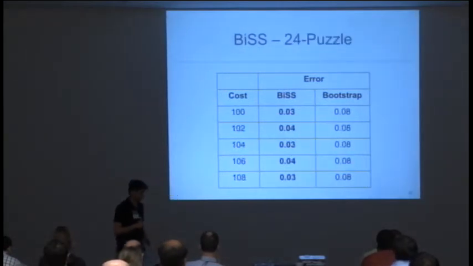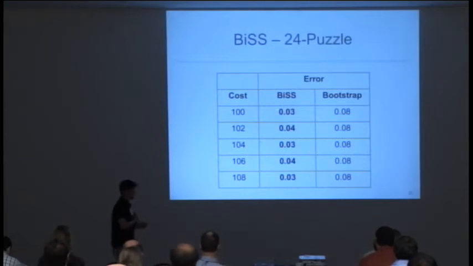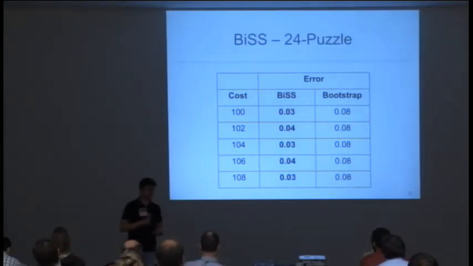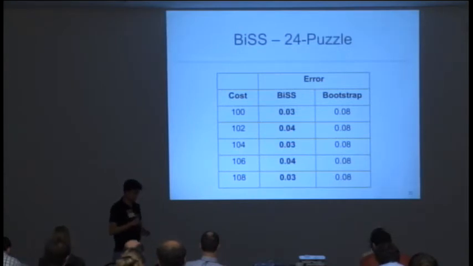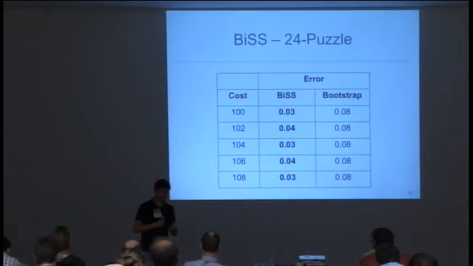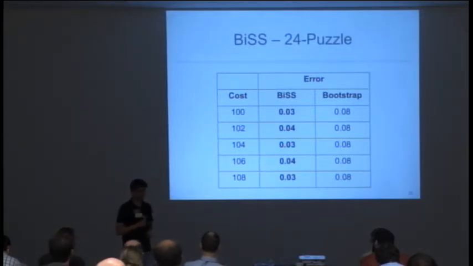If we go to the 24 puzzle, then again you have, say, solutions with 100 moves, and the error is like 0.03, meaning it's like 3 moves longer or 3 moves shorter than the 100 moves. So that's very, very accurate. But we wanted to test if this would scale even further. So we wanted to try much larger domains.